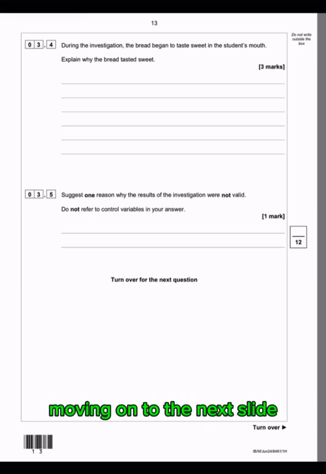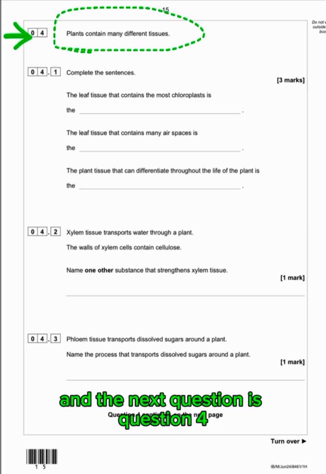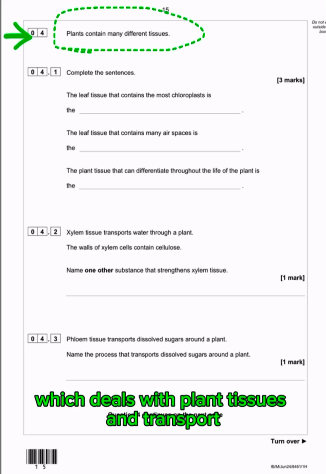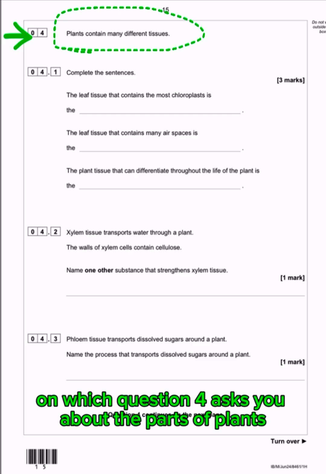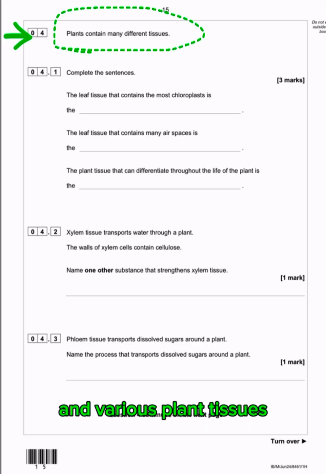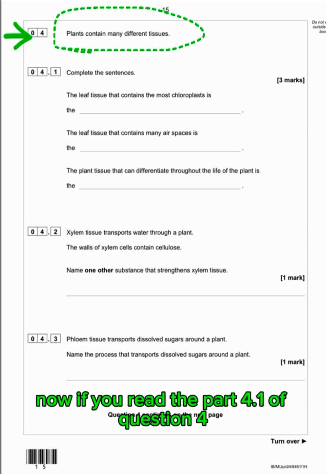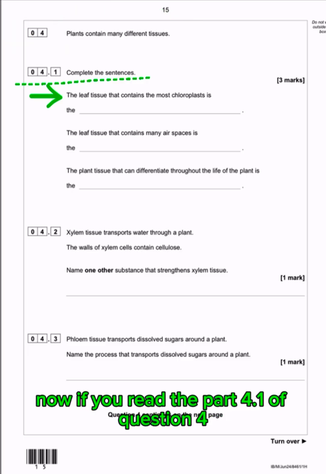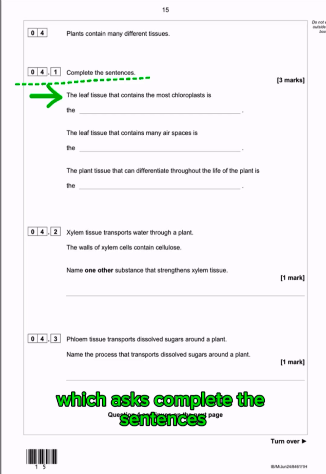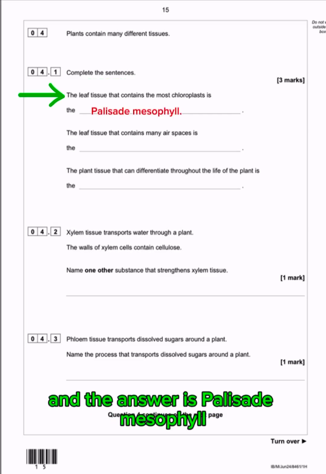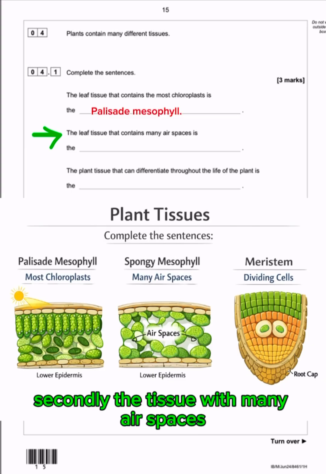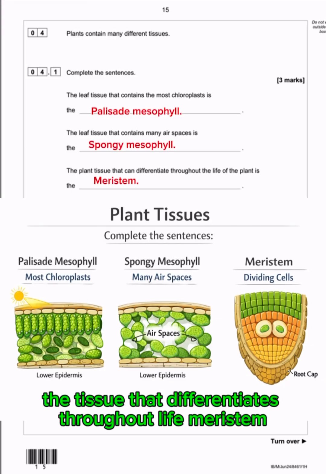Moving on to the next slide, the next question is question 4, which deals with plant tissues and transport. Question 4 asks you about the parts of plants and various plant tissues. Part 4.1 asks you to complete the sentences. First, the tissue with the most chloroplasts is palisade mesophyll. Secondly, the tissue with many air spaces is spongy mesophyll. Thirdly, the tissue that differentiates throughout life is meristem.